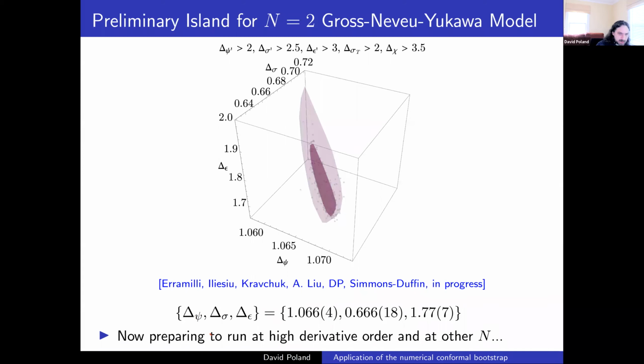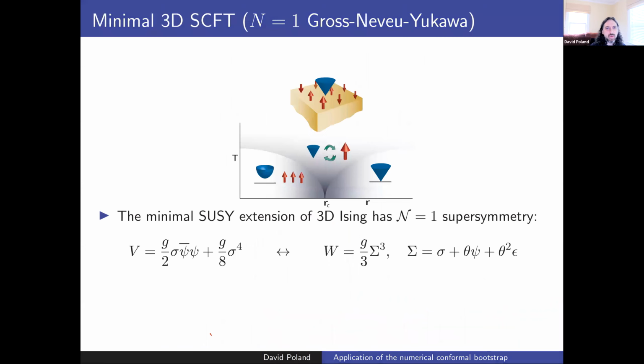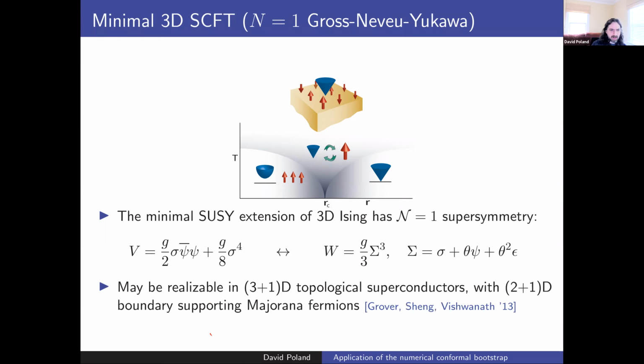Okay, so let me just show you one other thing, since it was mentioned previously in this workshop. Another nice application of the bootstrap is to what you might call the N equals 1 Gross-Neveu-Yukawa model, a theory with one Majorana fermion and one real scalar, where you can have a model with supersymmetry, N equals 1 supersymmetry in 3 dimensions. This model is interesting because it has potential realizations as living on the boundaries of various topological materials. This was proposed in work by Grover, Sheng, and Vishwanath.